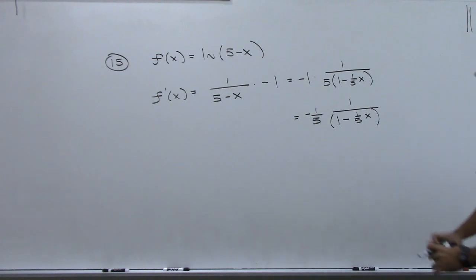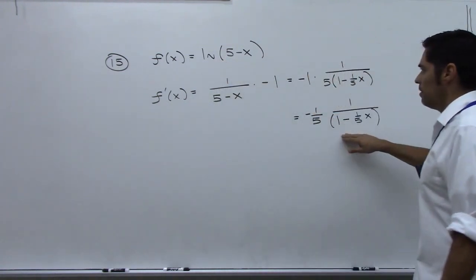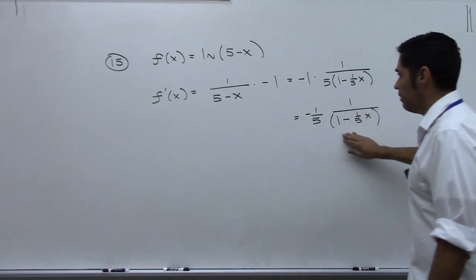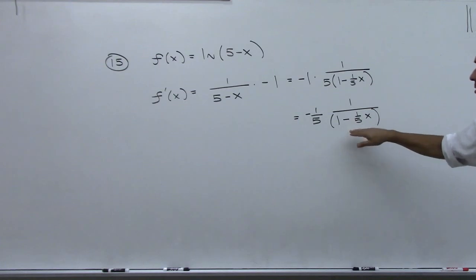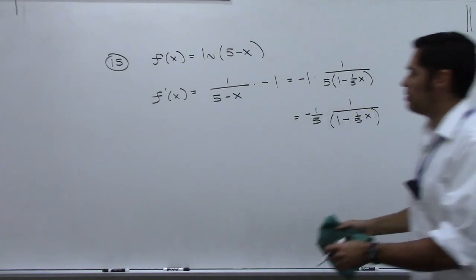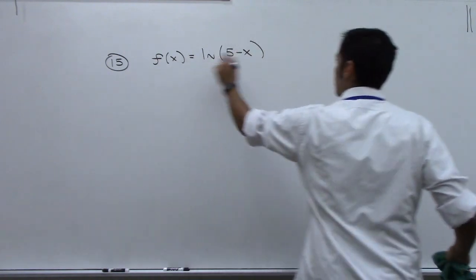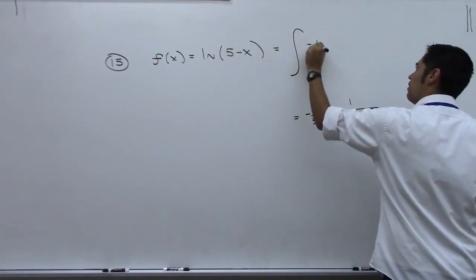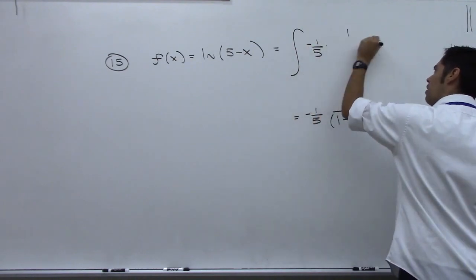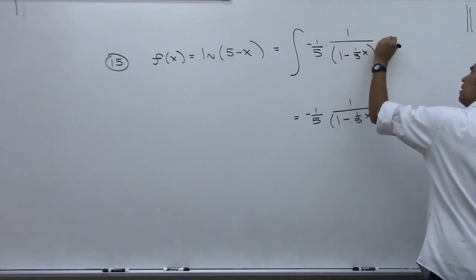So if the derivative of this is this, then the antiderivative of this is this. So I'm going to try and find the antiderivative of this. I'm going to convert this into a power series. So our original function should be equal to the antiderivative of negative 1/5 times 1 over 1 minus 1/5 x dx.